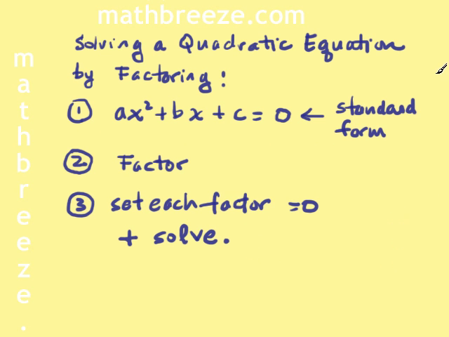This is called solving a quadratic equation by factoring. It involves the following 3 steps. First, you put your quadratic equation in standard form. Most important thing is that we want 0 on the right-hand side in order to use our zero product rule. Then we factor. Then we set each factor equal to 0 and solve.